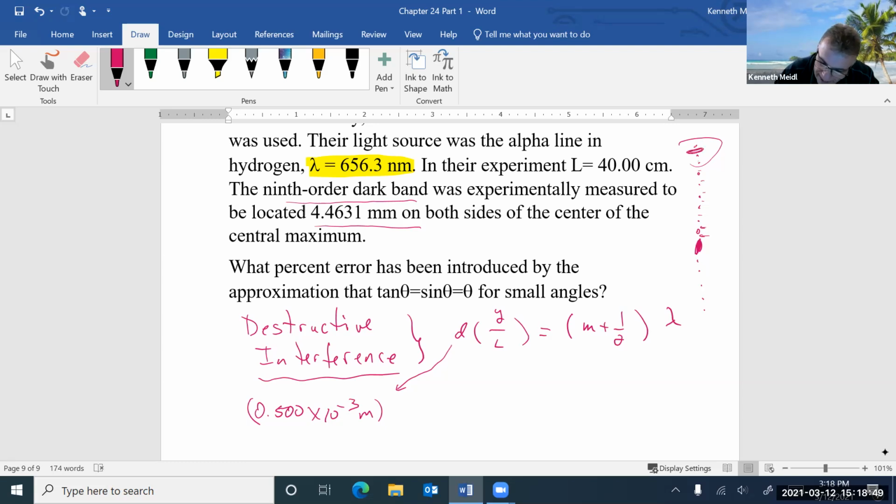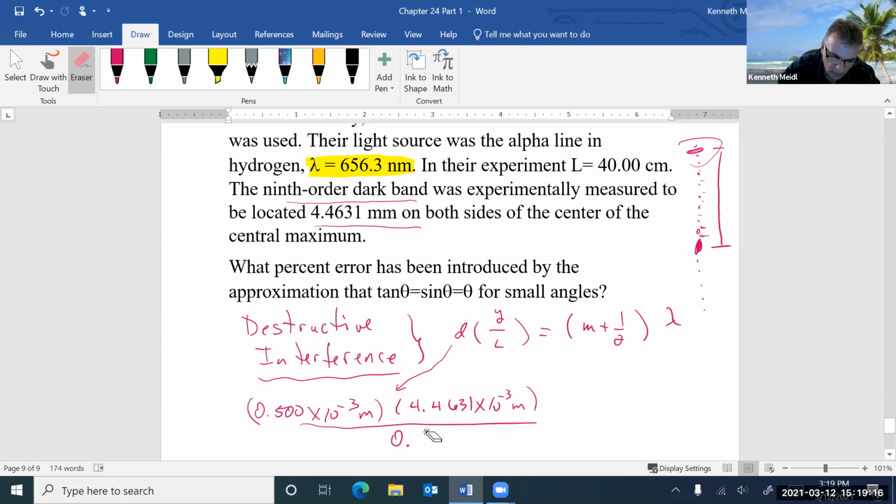So they're making their measurements right here. And the distance from the central maximum to that spot is 4.4631 millimeters, so times 10 to the minus 3 meters. And in this case, L is 40 centimeters. Okay. So I think I'll just put that down as that many meters. And we're going to look for the wavelength of light.